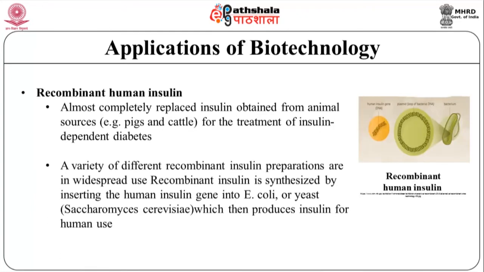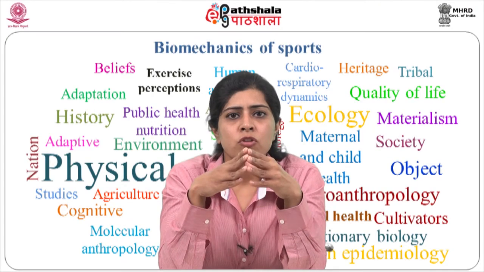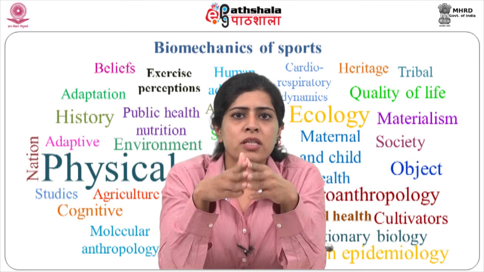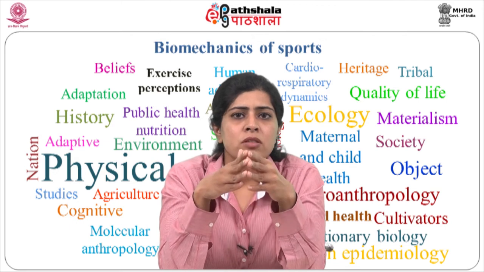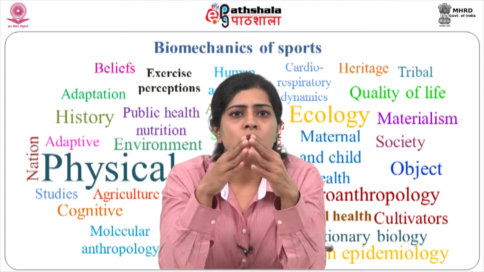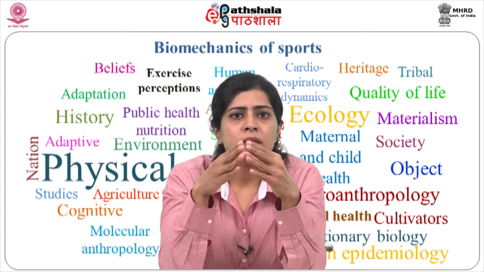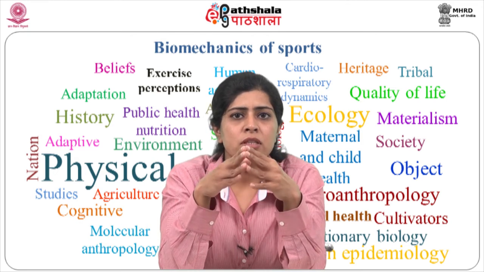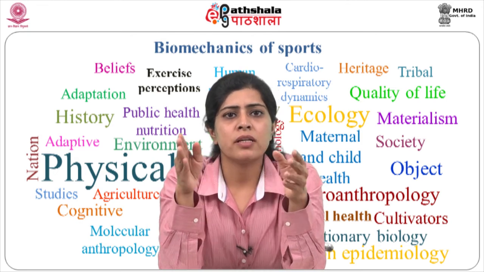A variety of different recombinant insulin preparations are in widespread use. Recombinant insulin is characterized by inserting the human insulin gene into E. coli or yeast, which then produces insulin for human use. Recombinant human growth hormone, HGH or somatotropin, is administered to patients whose pituitary glands generate insufficient quantities to support normal growth and development. Before recombinant HGH became available, HGH for therapeutic use was obtained from pituitary glands of cadavers.